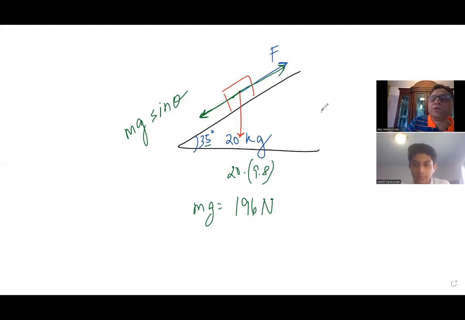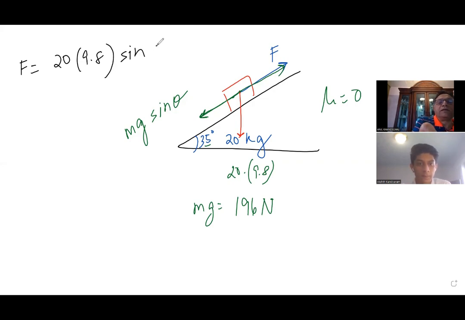And therefore, the force which will prevent sliding, we are assuming that mu is 0. Smooth surface. And therefore, we can now write down the answer as force equals mg sine theta, means we have 20, g is 9.8, and sine of 35 degrees, correct? So you can calculate this and tell me what is the answer you get. 138.6 newtons.